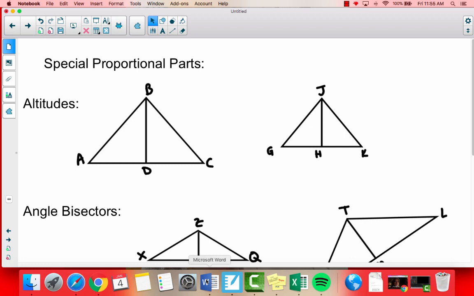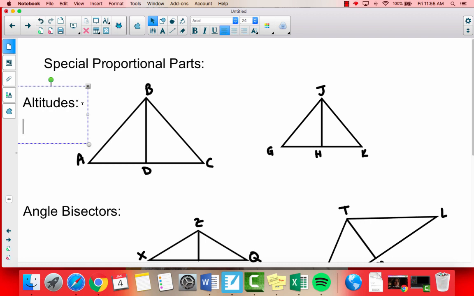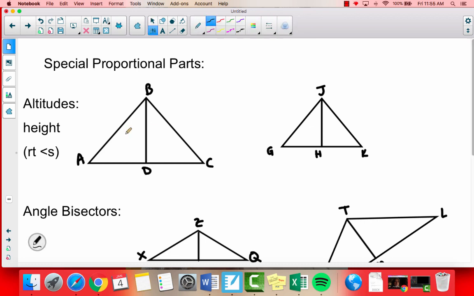The first one we're going to focus on is an altitude. You've seen altitudes before, we just haven't talked about them in a while. Remember, an altitude is another name for height, and they create right angles, so that's important. And so I've drawn those 2 for you already. We've got triangle ABC and triangle GJK. These are all going to be considered similar triangles. That's important to remember. And the altitudes are also drawn in here. BD is an altitude and JH is an altitude. They create those right angles.